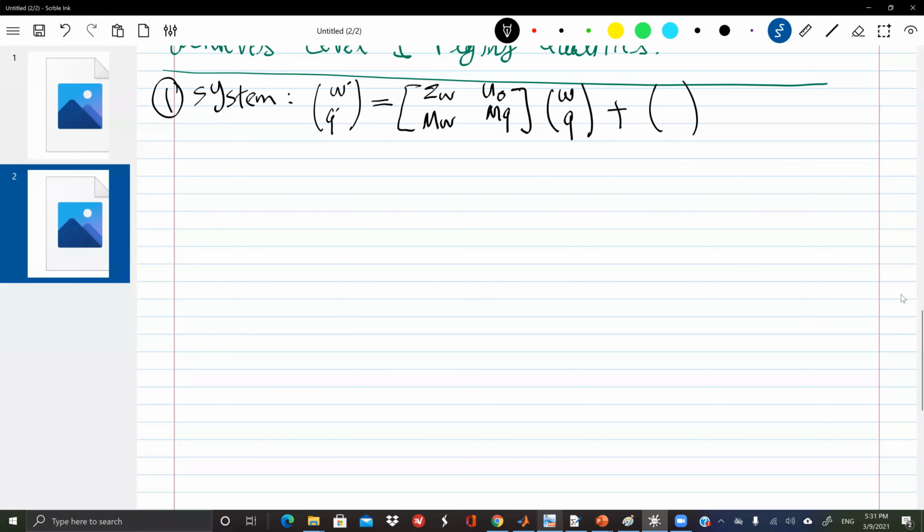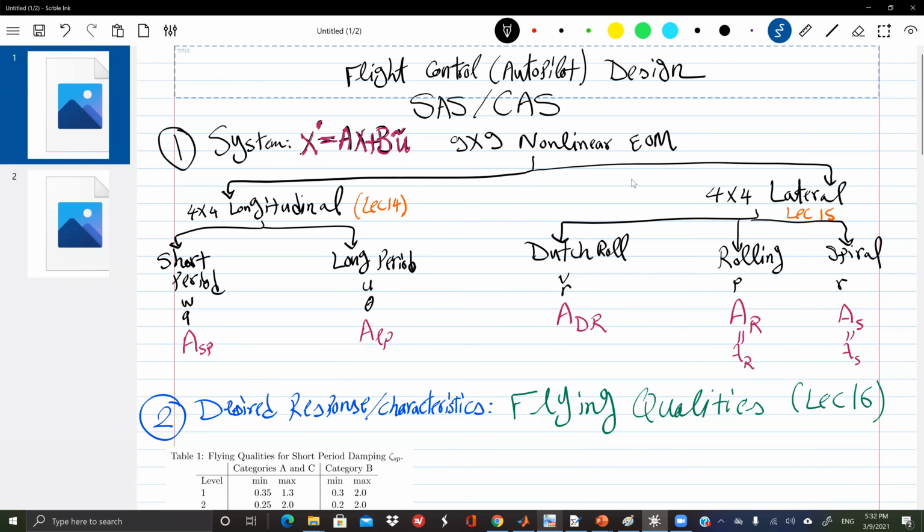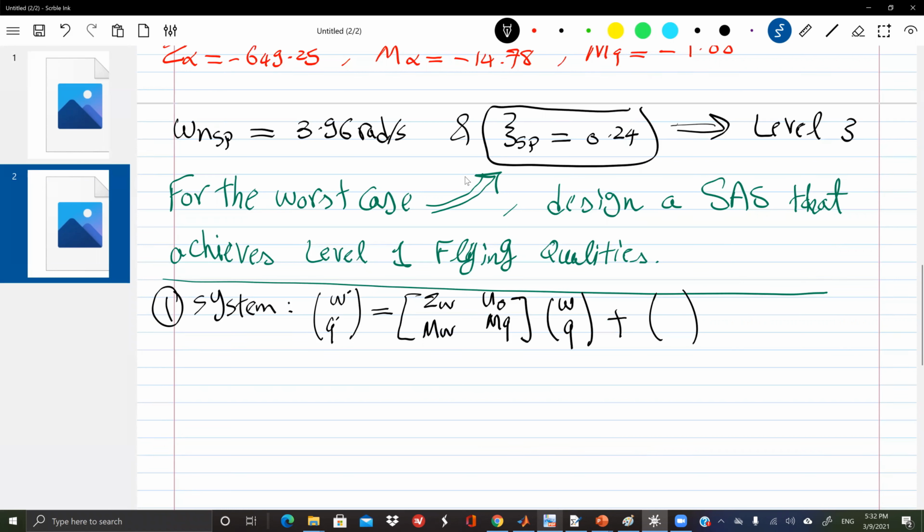For the short period mode, we have 2 controllers in the longitudinal. Anyone can say what the controllers are for the longitudinal? In general, we have 4 controllers, and they are divided into 2 here and 2 there. What are the 2 in the longitudinal? Thrust and elevator? Exactly, thrust and elevator. And if we want to control the short period mode, which one do you like to use, thrust or elevator? Elevator. The short period mode is all about pitching dynamics, so of course I'm going to use the elevator. So this is the Z delta elevator and M delta elevator here. This is the standard short period mode.